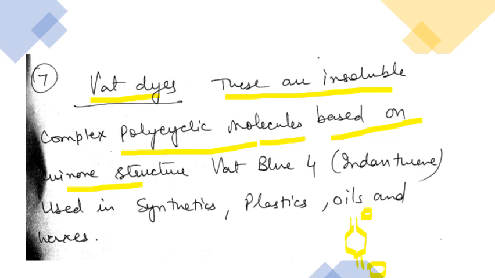The important example of this category is vat blue 4, which is also named indanthrene. Understood? It is used in synthetics, plastics, as well as oils and waxes for coloring. So these are also insoluble complex polycyclic molecules prepared synthetically.